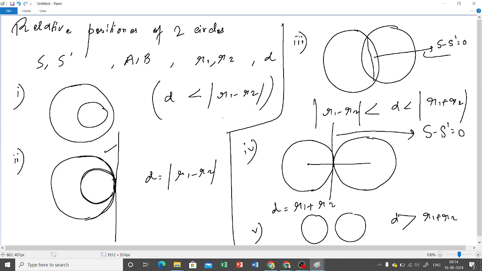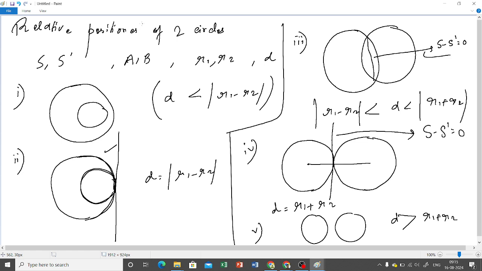So what you need to do, you need to find out the radius of the two circles. From the first one, compare it with x square plus y square plus 2gx plus 2fy plus c equals to 0. Identify g, f and c, and then find out the radius, that is root over g square plus f square minus c. In the second case, the radius is root over 18. Then find out the mod difference between them, mod of r1 minus r2.